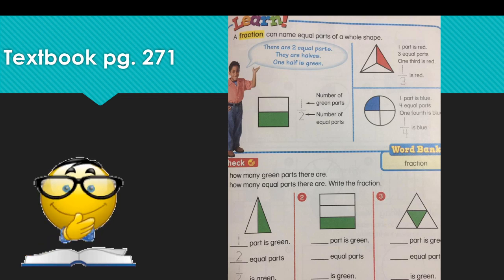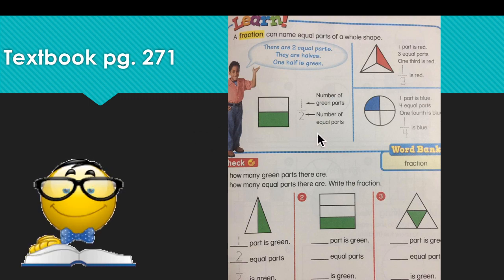Okay, grade 1. Ready for the second part? Let's quickly review that fraction can name equal parts of a whole shape. First of all, to write a fraction, you need to count how many equal parts make up the shape.